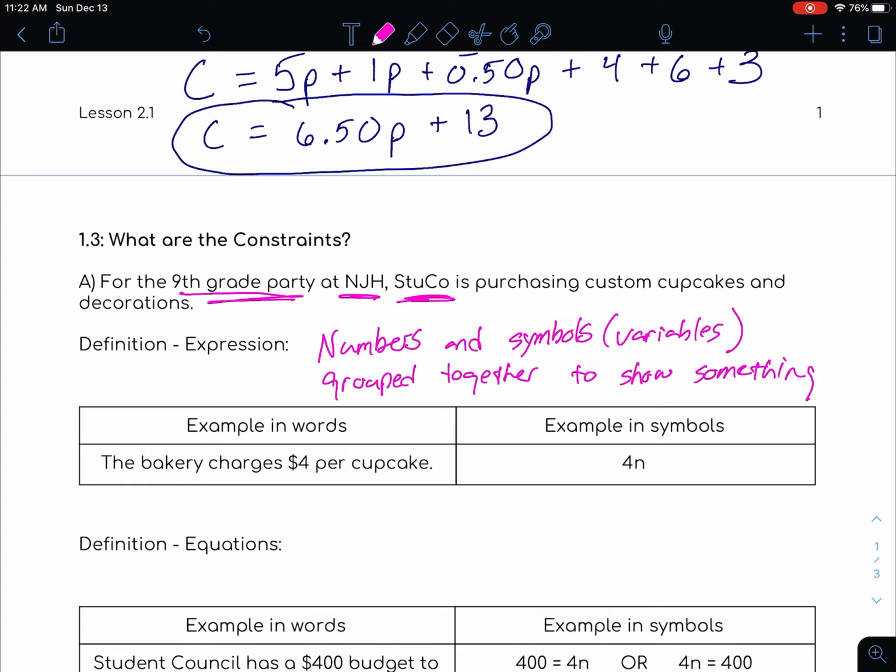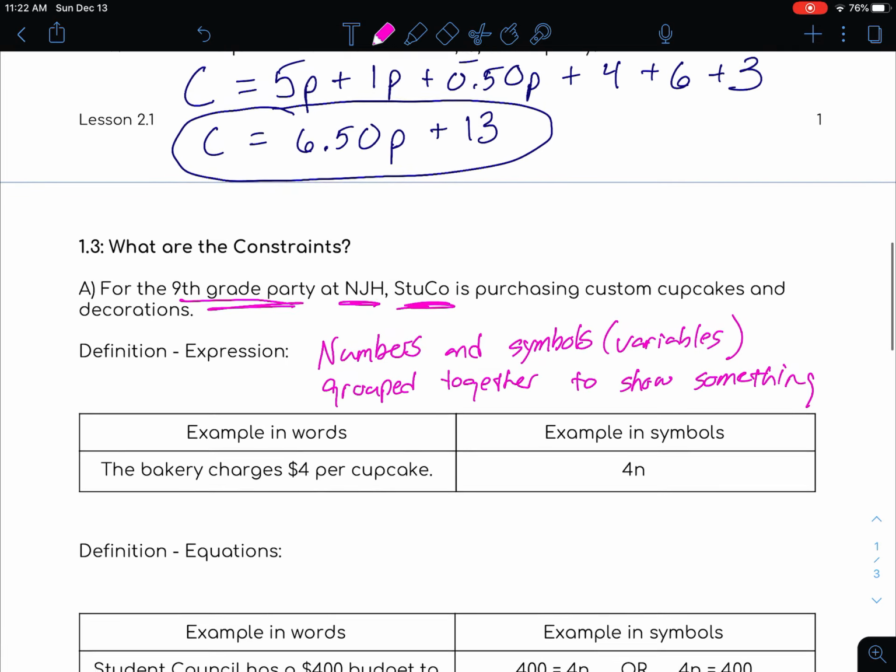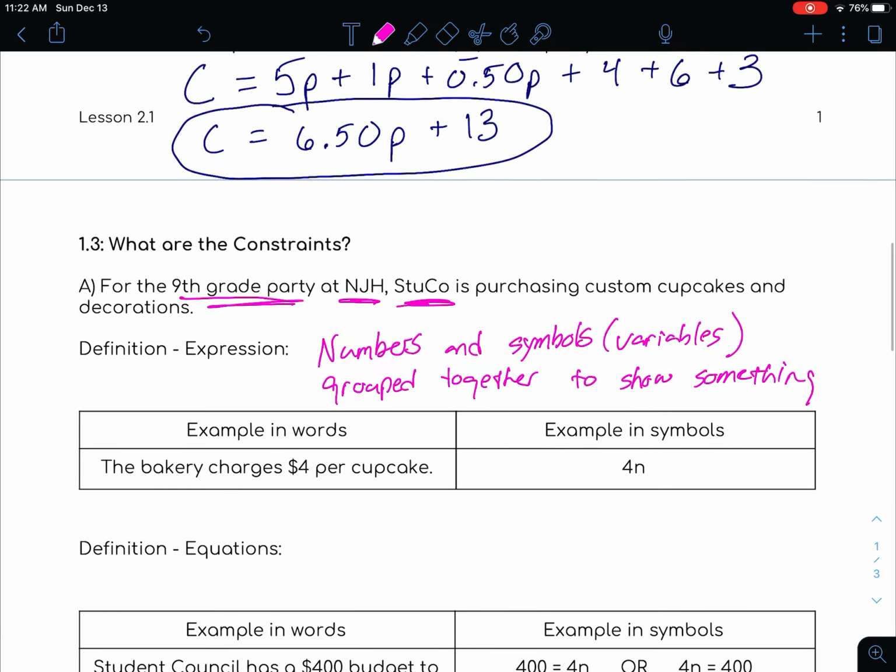So usually to show something mathematical. In this case, let's think about the expression. Let's say we are going to be using the cupcakes. The bakery charges $4 per cupcake. Cupcakes are a little bit more expensive.